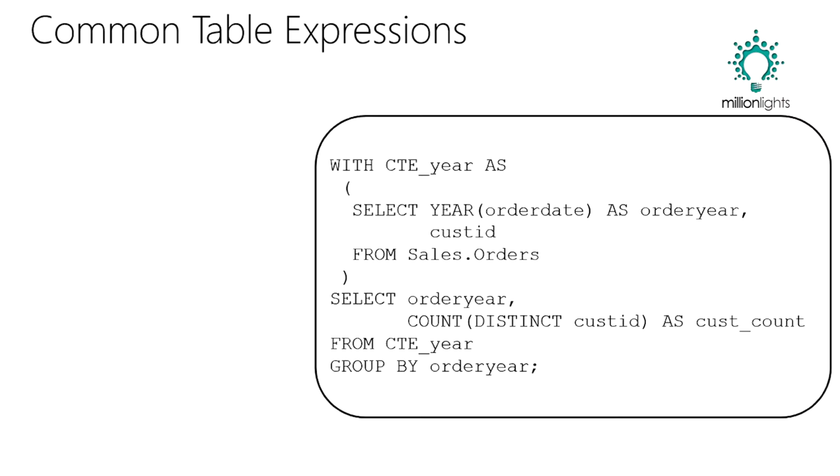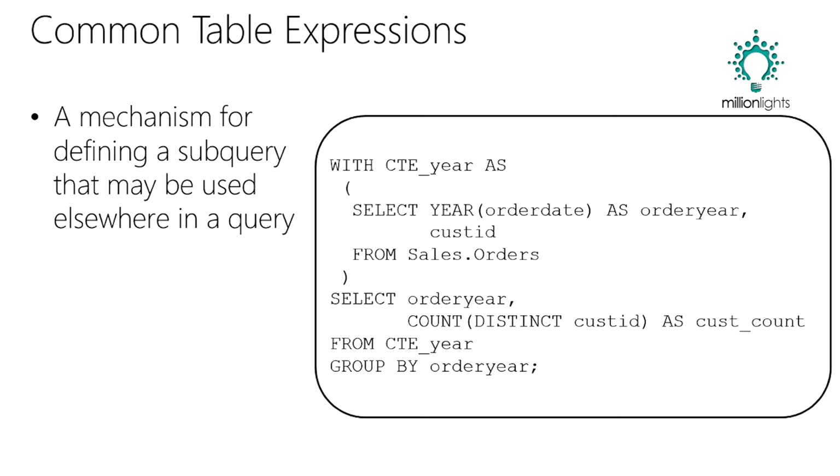Now, common table expressions. This is another way of effectively creating a table-like structure for me to work with. Yeah. Do you want to talk me through this? So basically, a common table expression is a mechanism for defining a subquery that can be used elsewhere in a query. So for this example here, it's a bit like a view that's then referenced within the same code. Okay.